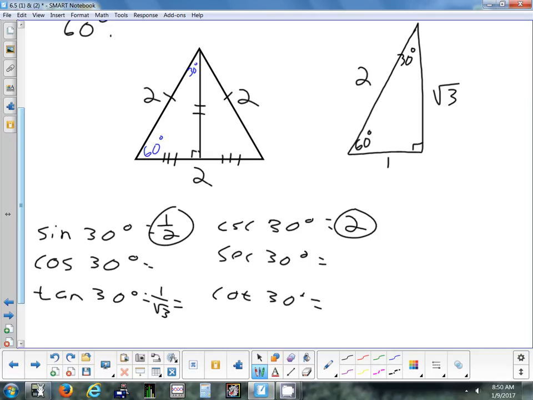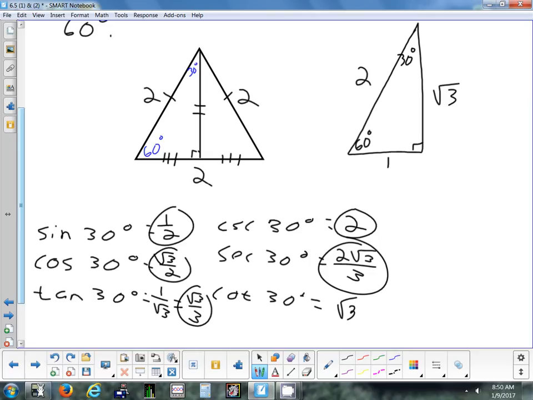But cosine is adjacent over hypotenuse. Okay, that would be square root of 3 over 2. And then the secant, I think you had said that one earlier, would be 2 over the square root of 3. But then we have to fix it. The tangent is opposite over adjacent, which would just be square root of 3 over 3. And my cotangent would be how much? Just the square root of 3. Now those are the 6 trig functions for 30.